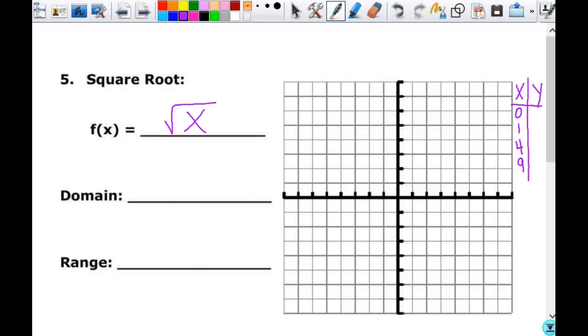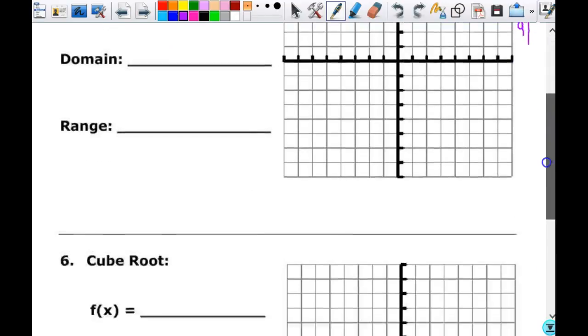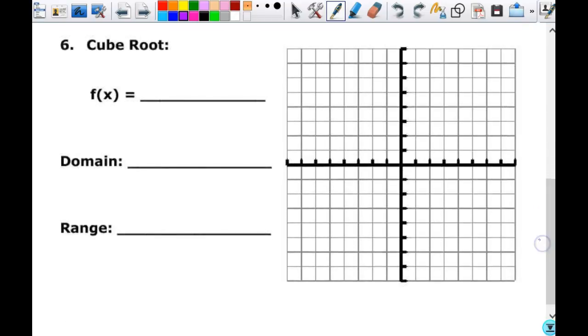All right. Then we've got the cube root. So that's just cube root of x. Key points here. Can I use negative ones here? Can you take the cube root of a negative? Yes. So that we can get decent points and we're not trying to do decimals and stuff here, we can go -8, -1, 0, 1, and 8.